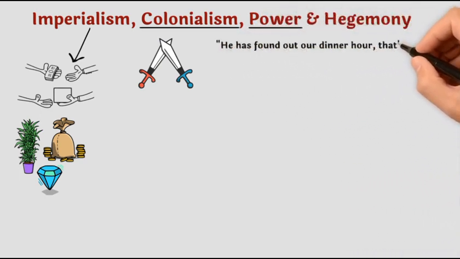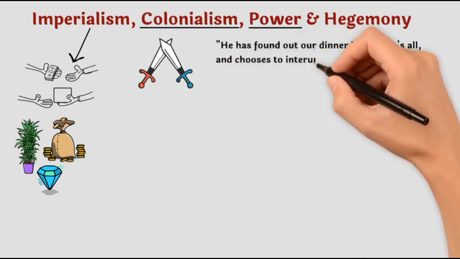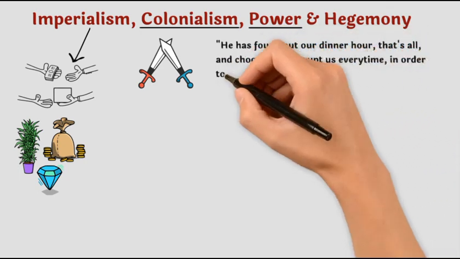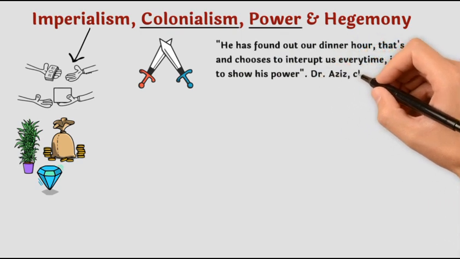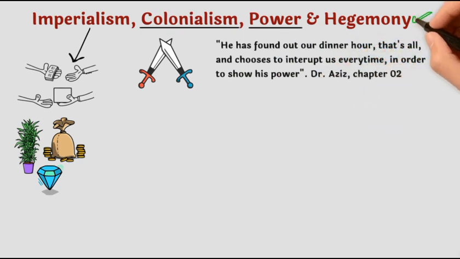In chapter 2, when Major Callendar calls Aziz to meet him urgently, Aziz says that he has found out our dinner hour, that's all, and chooses to interrupt us every time in order to show his power.